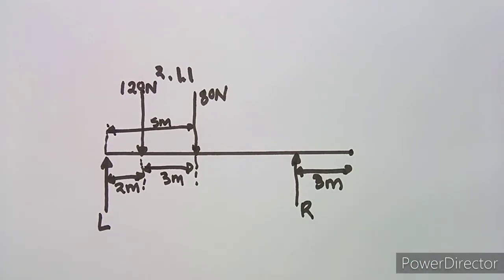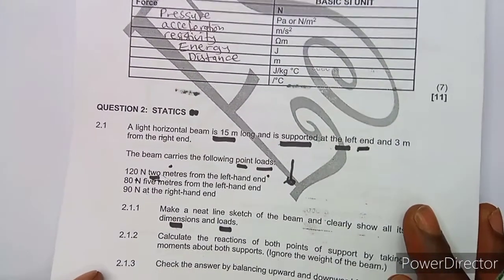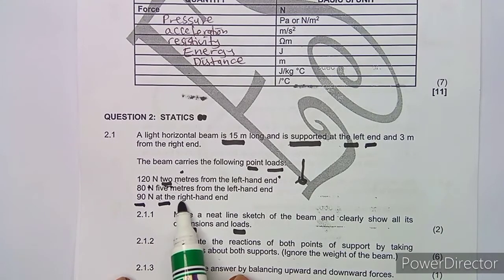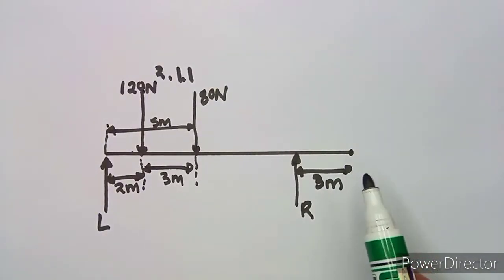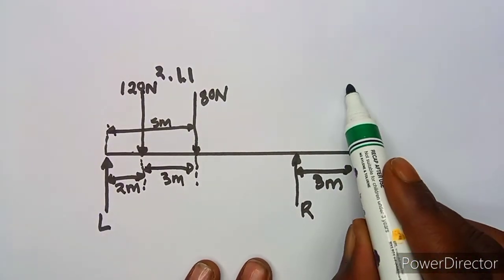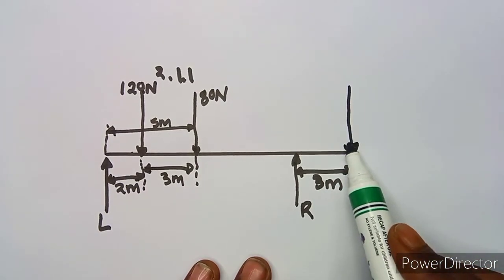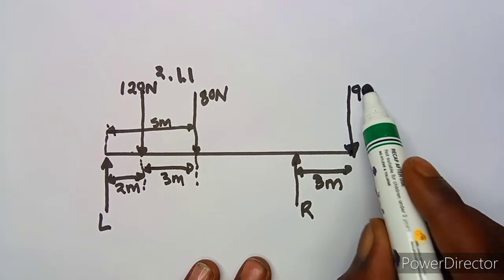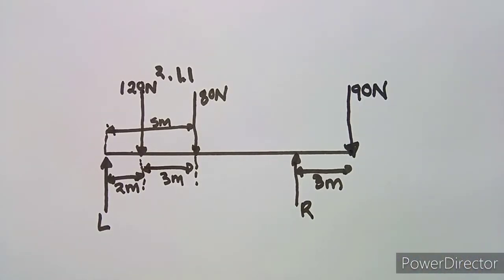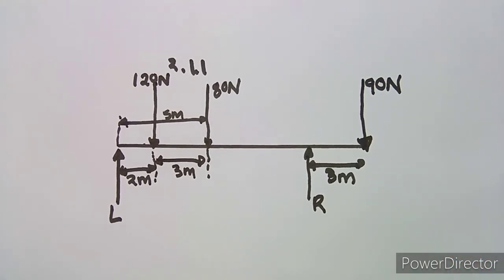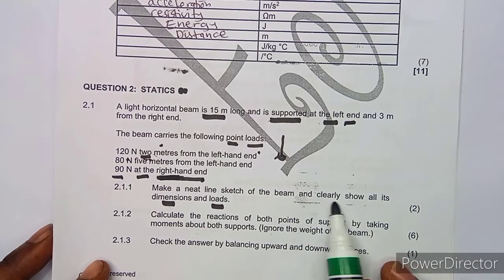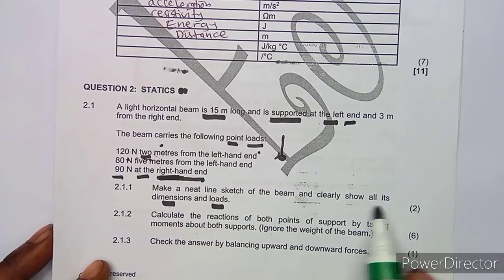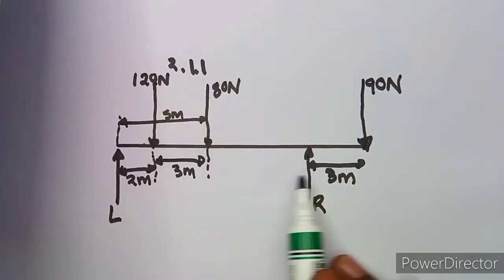Okay, then what else do we have? The other part, we have 90 newtons, which is at the right end. This is directly at the right end. Okay, and this is your right end, and it's 90 newtons, this one at the right end like this. So that's the diagram for us, guys. That's the diagram on 2.11, because the question was asking us to make a neat line sketch of the beam and clearly show all its dimensions and loads. So these are the dimensions and the loads.